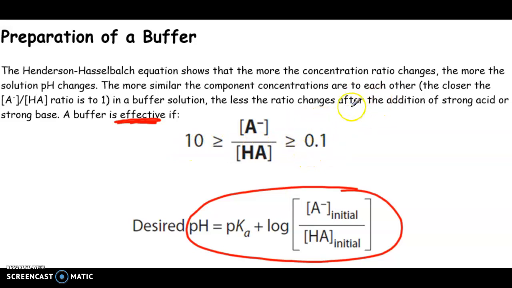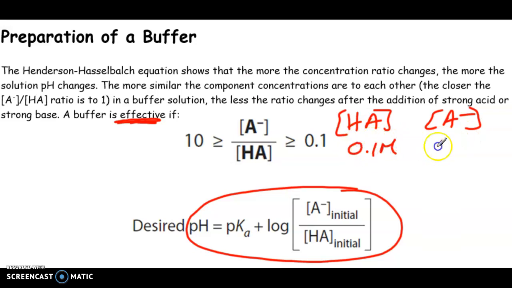So I'll give you an example. The ones that we were doing before we saw any changes, if you remember, they started off as being equal. So let's say we had 0.1 moles per liter of both. That means that our ratio here would be the number 1. Okay, so that's great because it's actually right in between these two.